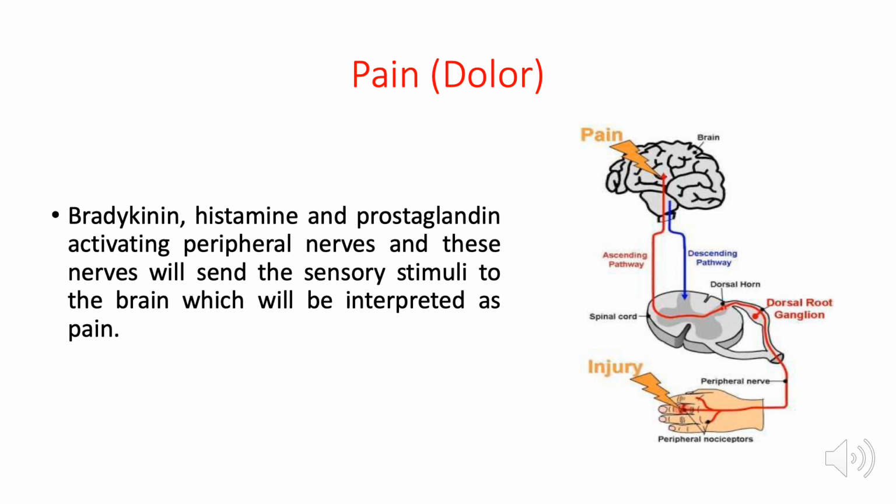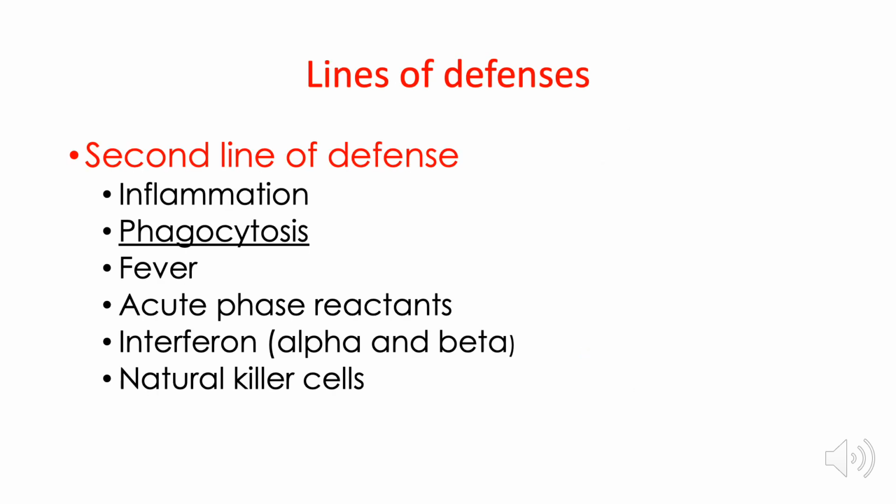Bradykinin, histamine, and prostaglandin will activate peripheral nerves, and these nerves will send the stimuli to the brain, which will interpret the stimuli as pain. The area where there is injury will become inflamed, and for the organisms present on the inflamed area to be eliminated, we need white blood cells to go out of the blood vessel and go to the site of injury. And the migration of the white blood cells out from the blood vessel towards the site of injury is termed chemotaxis.